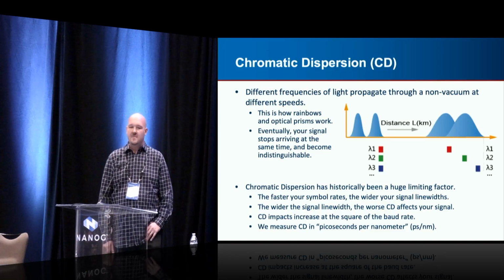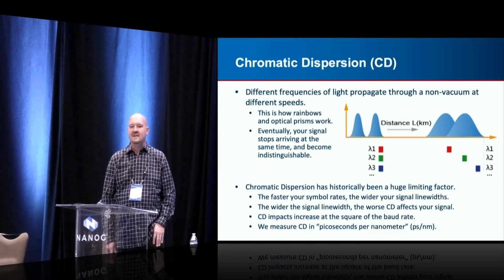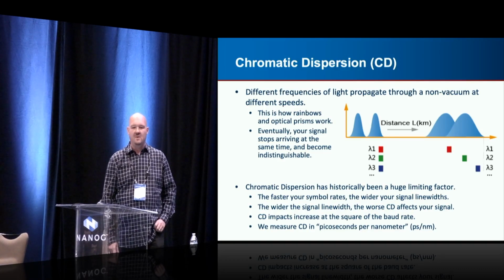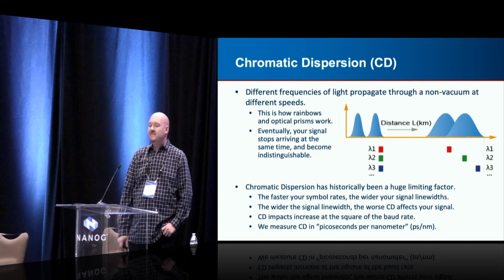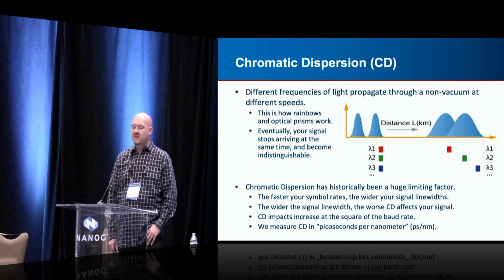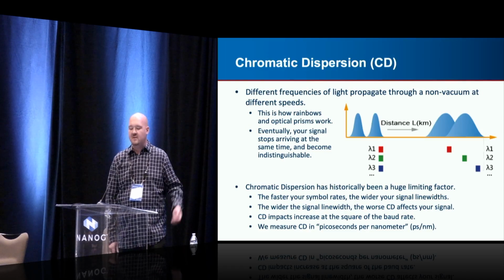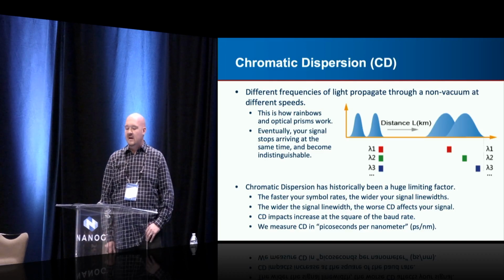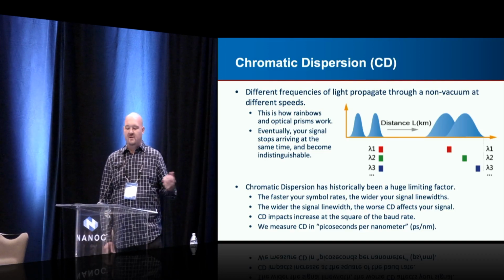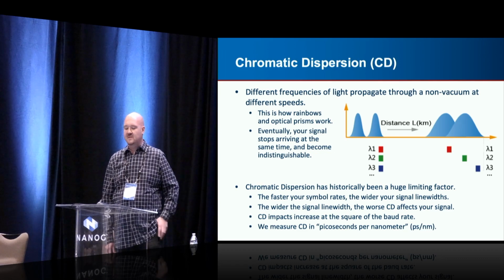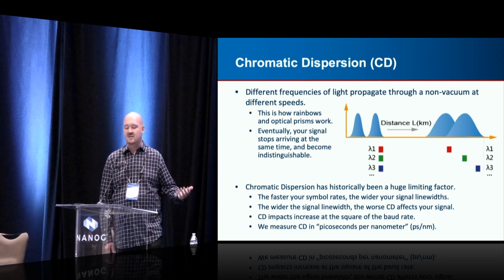So chromatic dispersion is actually one of the biggest limiting factors in everything that we do optically. The faster your symbol rates become, the more this is impactful. The wider your laser line width, the more you care. The wider your line width, the worse chromatic dispersion affects you. And it affects you at the square of the baud rate.